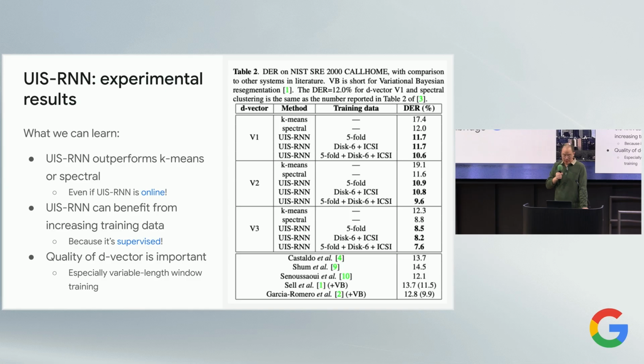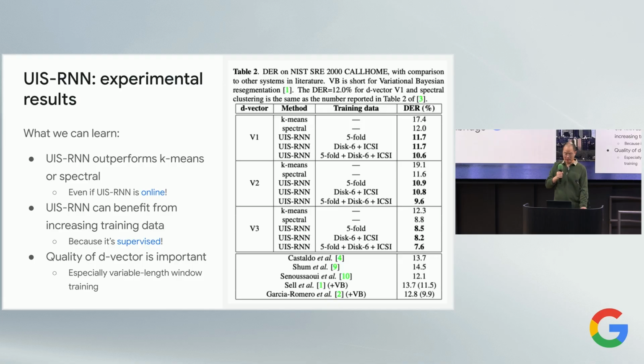So we find that UISRN is much better than unsupervised clustering algorithms like k-means or spectral clustering. Even though the UISRN inference is an online streaming inference, and k-means and spectral are both offline, the performance comes from in-domain training data that hugely improves the performance. We also find that if we increase the amount of in-domain training data, the UISRN performance can be further improved. So we really achieved our goal that the more data we have, the better performance we have.